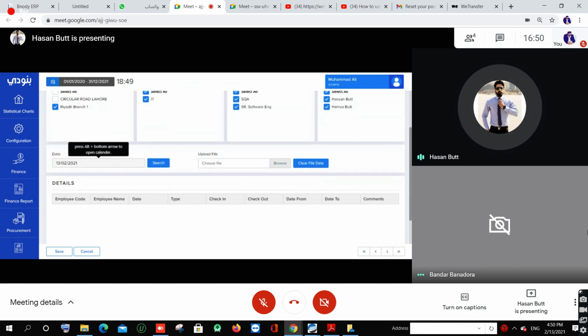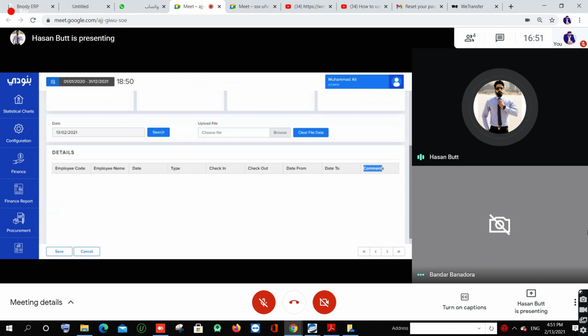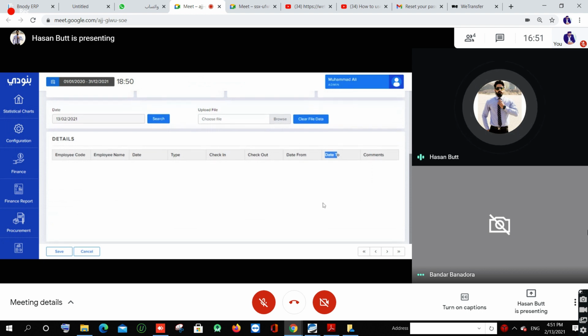So this is the date of the attendance, and if you choose an Excel file in the same format... some companies, as you know, mark their attendance on an Excel file and just upload it on the software, and the attendance is marked, right? So you can also make that attendance file on an Excel sheet, and you just need to upload it here, and the attendance will be marked.